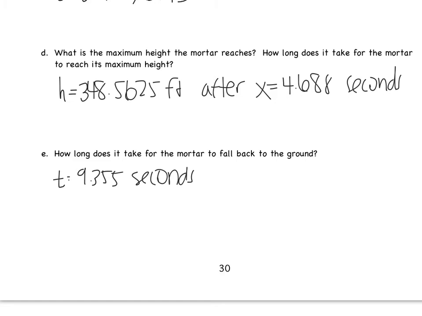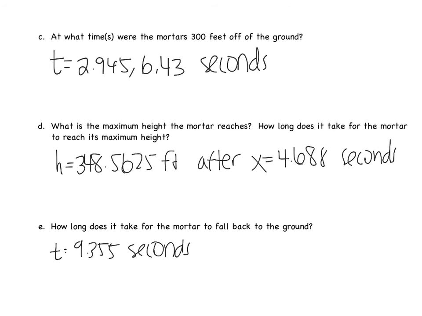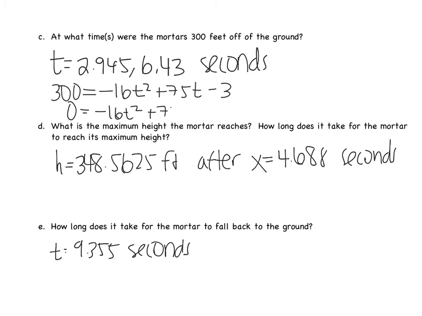Let's start by looking back at C. C was the one that asked you at what time the mortars were 300 feet off the ground. So what you should have done in this case is set 300 equal to your h. So 300 equals negative 16t squared plus 75t minus 3. And then in order to use the quadratic formula, you had to subtract 300. So you got 0 equals negative 16t squared plus 75t minus 303. And then you did the quadratic formula.